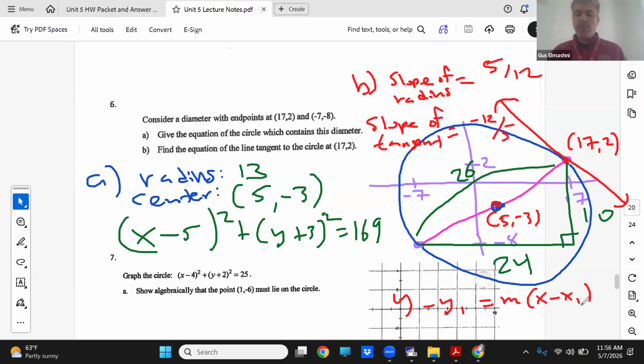And this formula will be provided. We'll provide that for you. So you already know the slope is -12/5. And what's the x coordinate at the point of tangency, where the tangent point is? 17. So y - 2 = -12/5 (x - 17), and you can leave it like that.